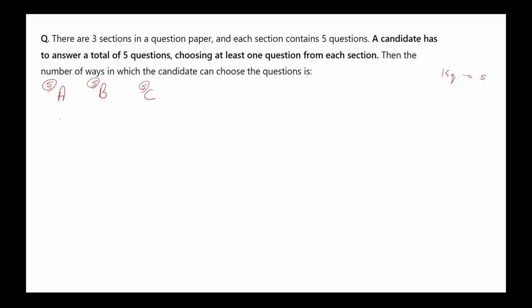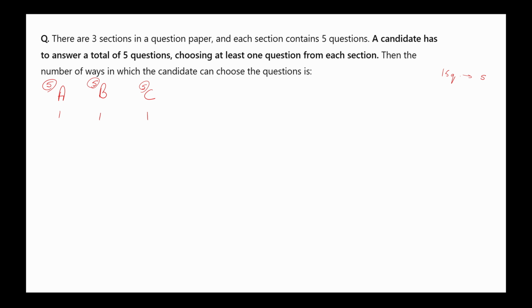So firstly, since he has to choose one question from each and every section, I'll put 1 here. Now still there are 2 questions left that I can choose more, right? I have to choose ultimately 5 questions. Now I've distributed 3 questions, one in each and every section. I have to choose 2 more. What I can do is I can either choose both the questions from the same section, or I can choose 1 and 1 from different sections, right?